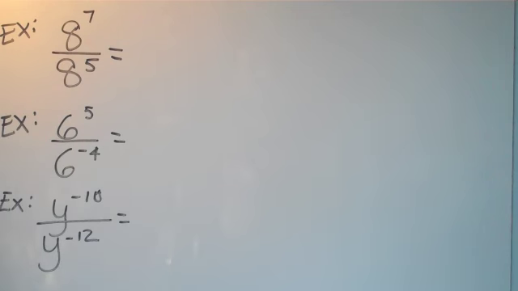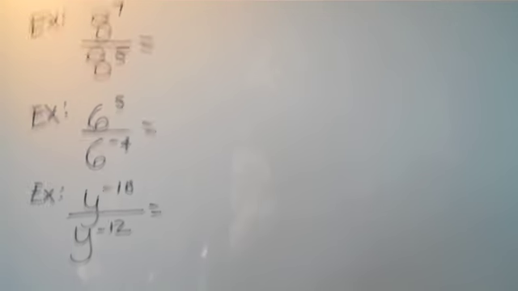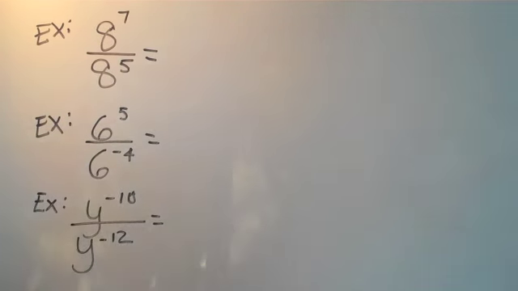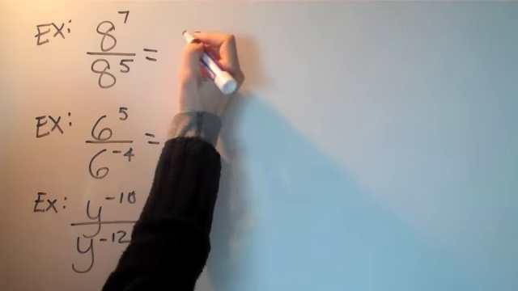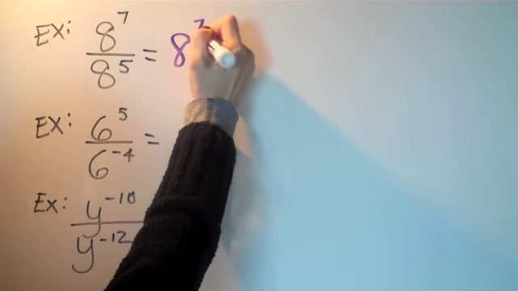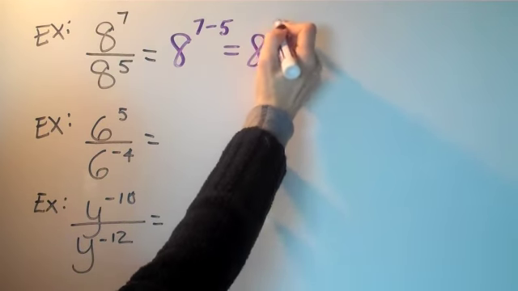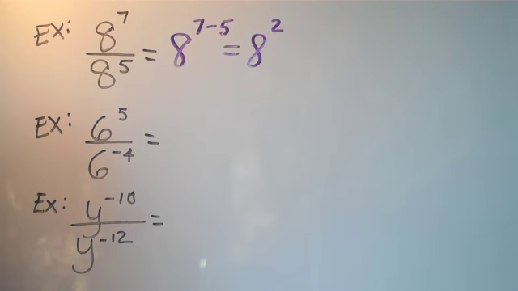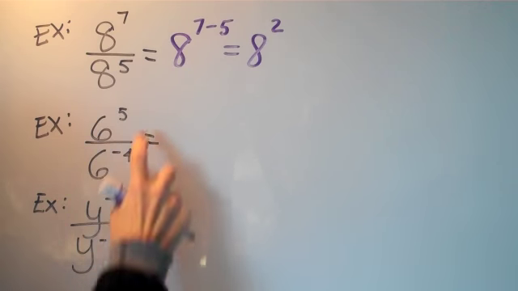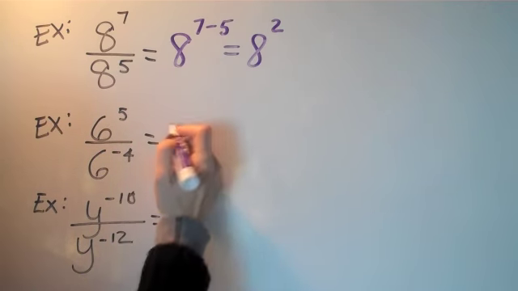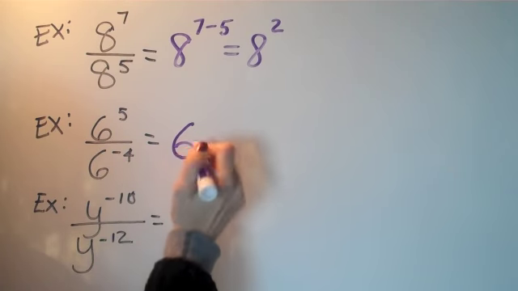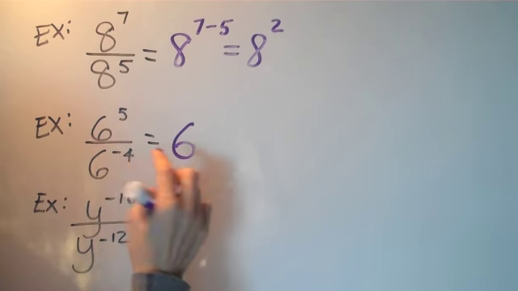So let's look at a couple of examples. First example says 8 to the 7th power divided by 8 to the 5th power. Again, all this is 8 to the 7th minus 5, and it becomes 8 squared. That's it. That's all you have to do, okay? For this one, same thing. The base is the same. You rewrite the base. You just take the exponents and subtract.